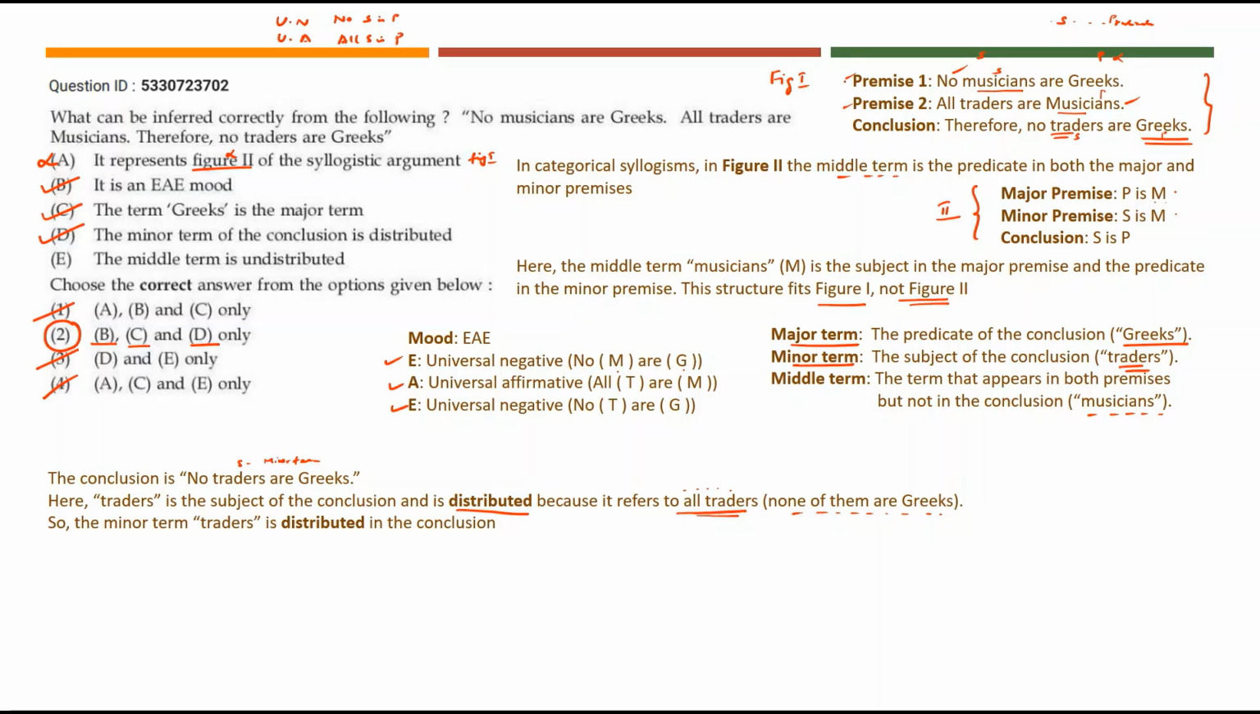Now we have to understand why E is wrong. The middle term is undistributed. What is the middle term?